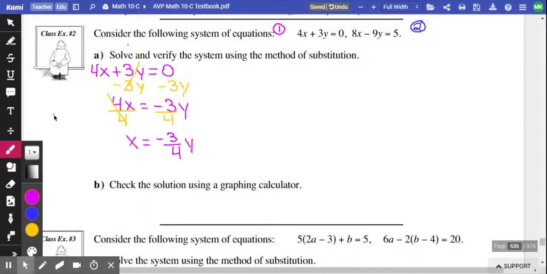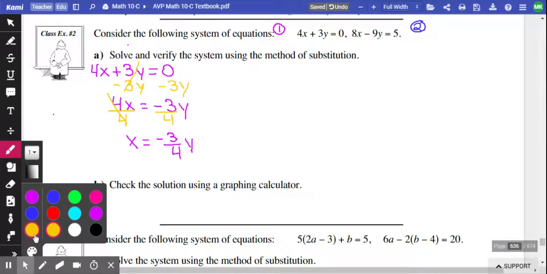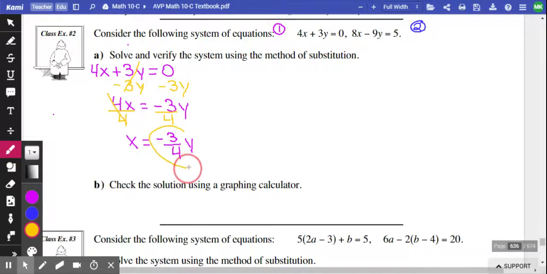First step, get one of the letters by itself in one of the equations. I've accomplished that. I got one letter by itself in one of the equations. I then take that letter and I switch it in to my other equation. It has to go to the other equation. You can't switch it back into the same equation. So if this came from equation 1, I have to switch this into equation 2.